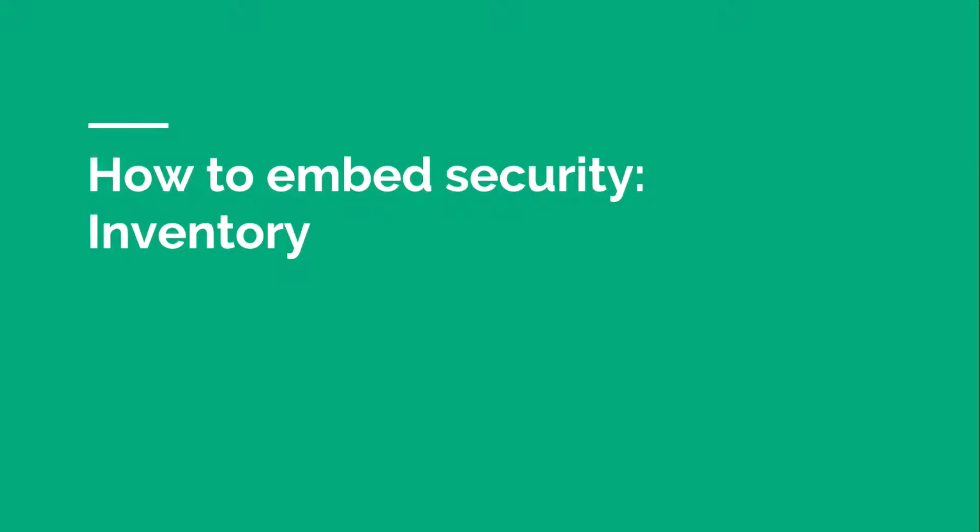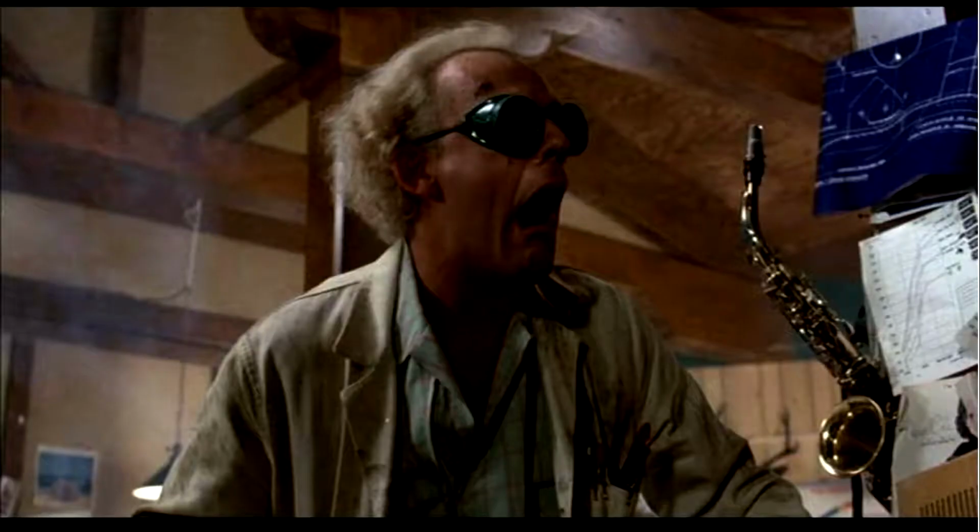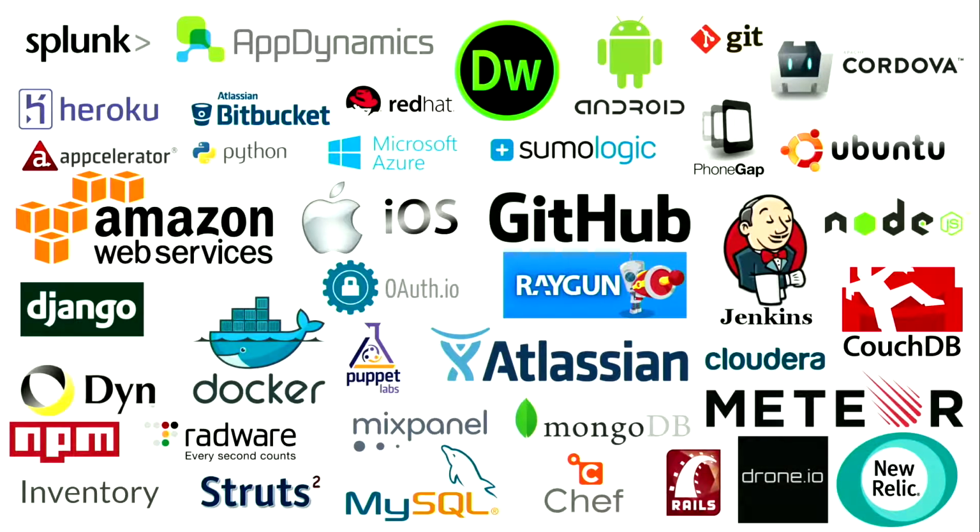So, how to embed security? Inventory. I know what you're thinking: I'm in the wrong talk. Inventory? It's boring. This is a snapshot, just a small set of logos from a bigger graphic that I've seen where it has all the different technologies out there. And if you look at this, you need to know what's in your environment so that you can patch it, so you can address vulnerabilities, so you know how to understand it. There is technology out there that if you just throw it out there, it could get you compromised.